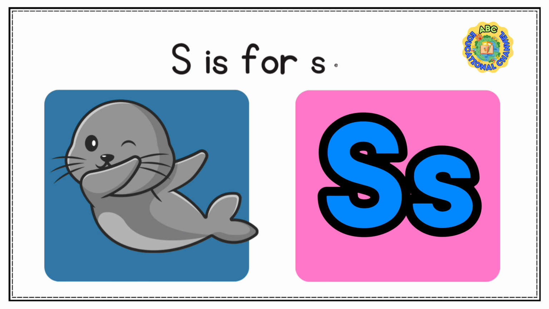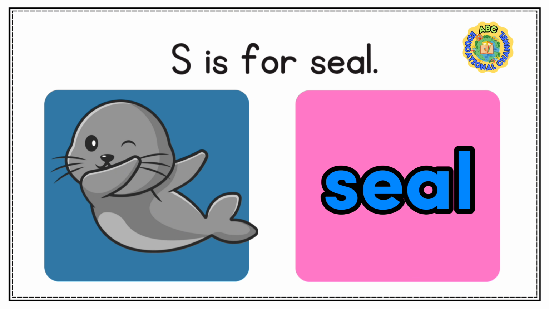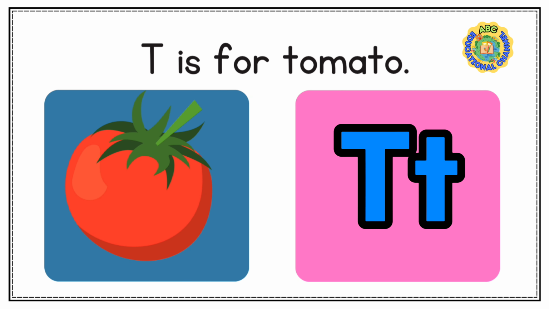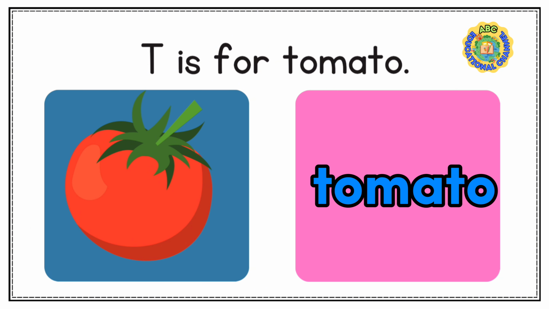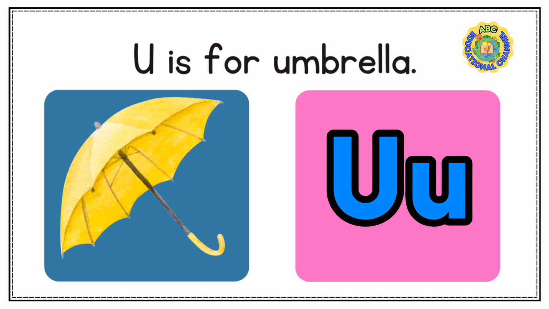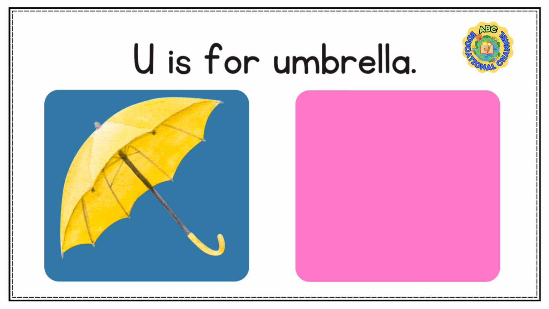S is for seal. Seal. T is for tomato. Tomato. U is for umbrella. Umbrella.